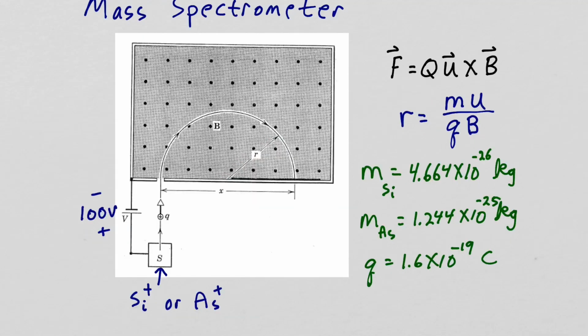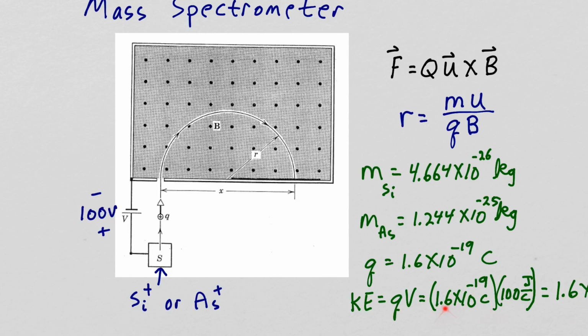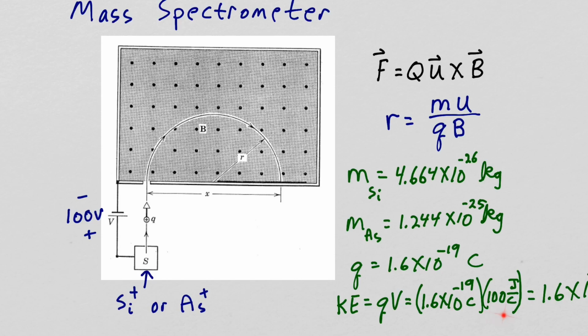Here are the masses for silicon and arsenic, and if the ions are singly ionized, they have a charge of plus 1.6 times 10 to the minus 19 coulombs. The potential difference between the source of the ions and the magnetic field region is V, so the kinetic energy with which the ions are going to enter the magnetic field region is q times V. Or the charge on our ions, 1.6 times 10 to the minus 19 coulombs, times our potential of 100 volts, or 100 joules per coulomb.